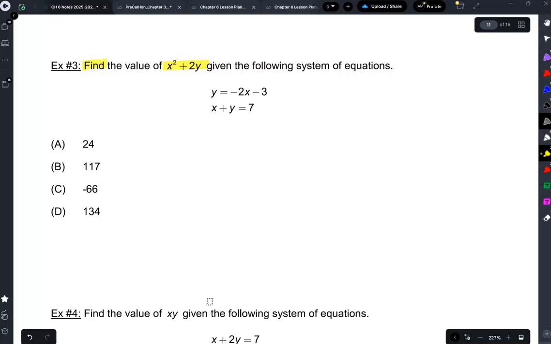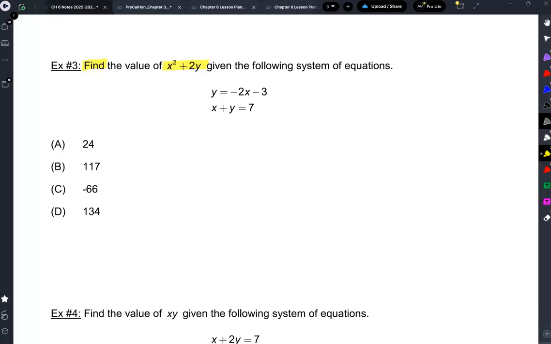Look at this one. When you see this, now we've learned how to use substitution and elimination. When you see this one, do you think it's better to use substitution or elimination for this one? Okay, it is substitution. But why? Correct. Because one of them is solved for the variable. One of the equations says y equals something, right?